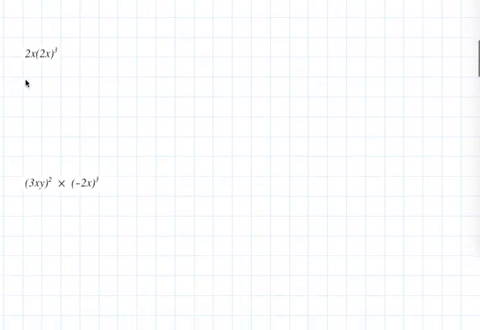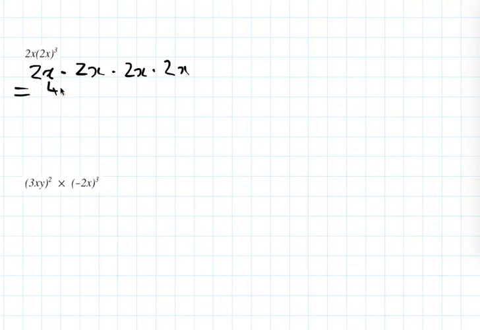Moving on to this, we've got 2x times 2x times 2x times 2x. So 4x squared times 4x squared, which equals 16x to the power of 4. Alright.